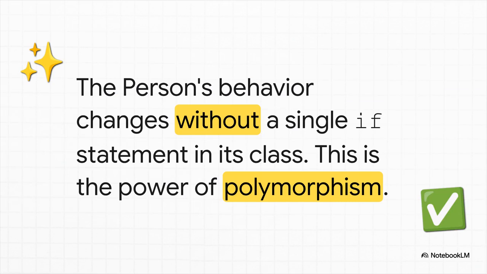And this is the big payoff, right here. The person class is now incredibly simple, it's clean, there's no conditional logic gumming up the works. All that complexity has been neatly moved into the individual state classes. So the person's behavior changes on the fly, but its own code stays stable and easy to read. It's really just beautiful polymorphism in action.